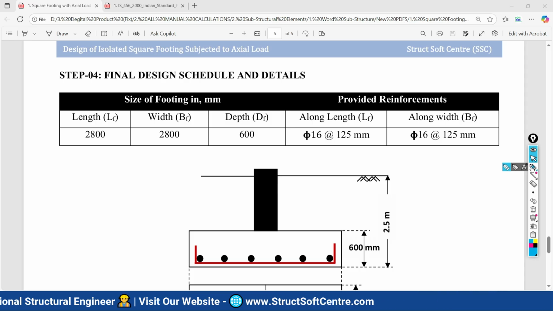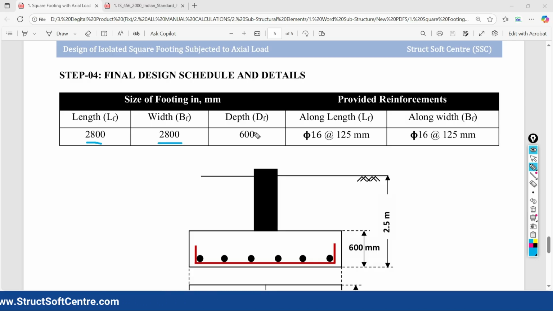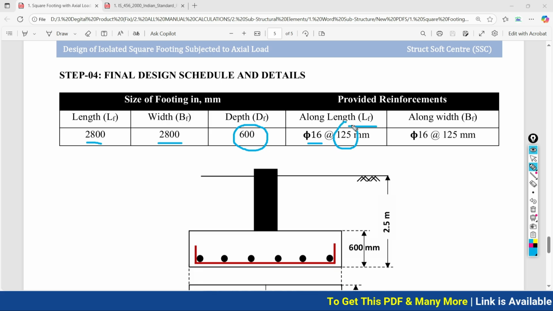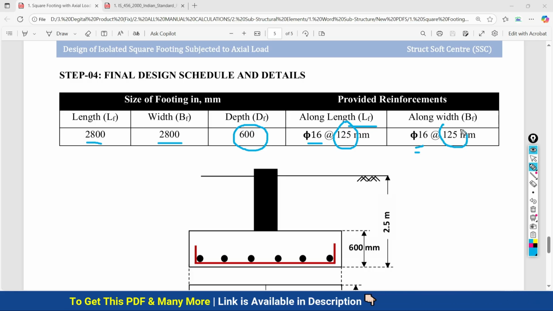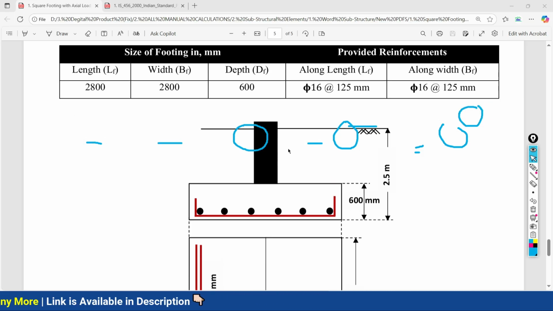So you have to write all the dimensions of the footing. Length of the footing 2800, width of the footing is 2800, and overall depth of your foundation is what? 600 in mm. So dimension of the footing, what reinforcements you are going to provide. So along the length 16 mm diameter of bar at a spacing of 125 mm center to center, and 16 mm diameter of bar again at a spacing of 125 mm center to center along the width of the footing. And this is what you are detailing.